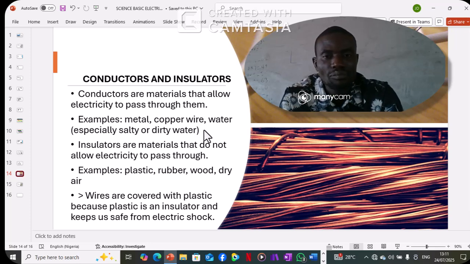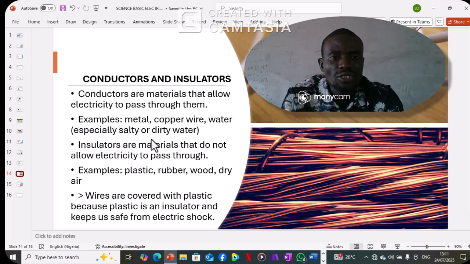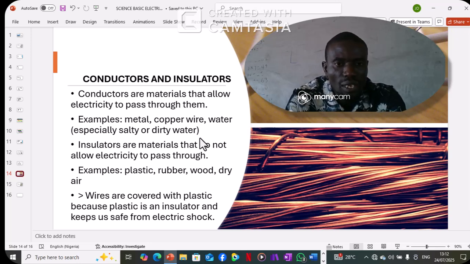Water, especially salty or dirty water. When you pour dirty water and there's an open electric cable in the water, it's going to shock you. That is, it will conduct. Water conducts electricity, most usually salty water or dirty water.